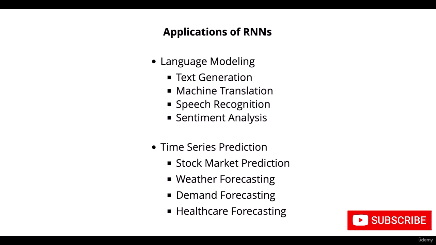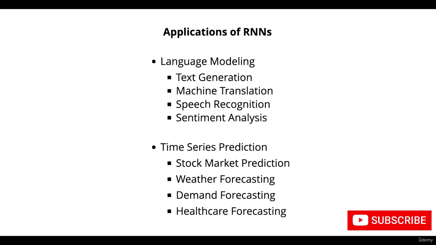There's weather forecasting. RNNs can analyze historical weather data and predict future weather conditions, including temperature, precipitation, and wind patterns, enabling applications like weather forecasting and climate modeling. Demand forecasting. RNNs can analyze historical sales data and predict future demands for products or services, enabling applications like inventory management, supply chain optimization, and resource planning. Healthcare forecasting. RNNs can analyze time series data from medical sensors and patient records to predict future health outcomes, enabling applications like disease diagnosis, patient monitoring, and personalized treatment planning.